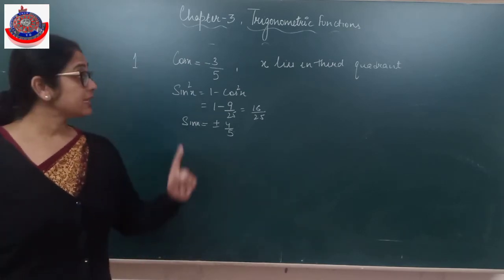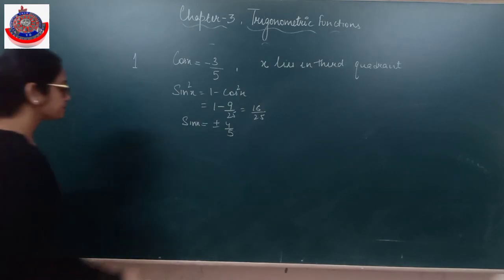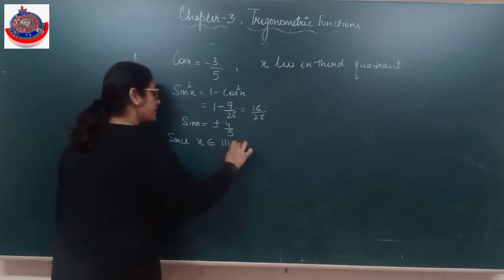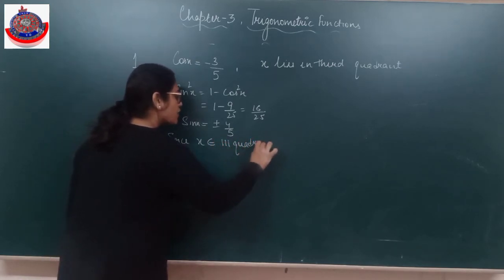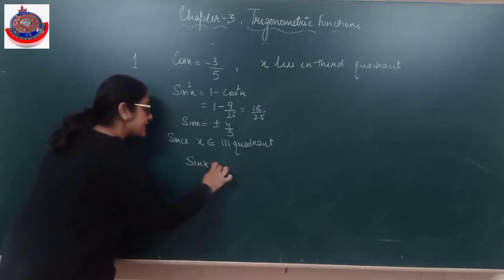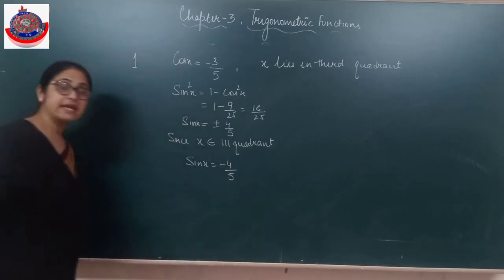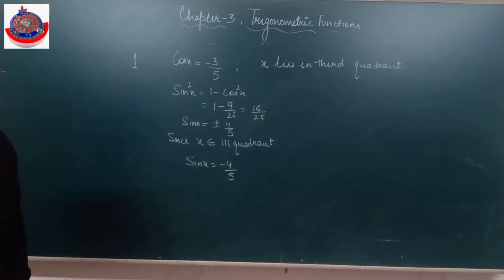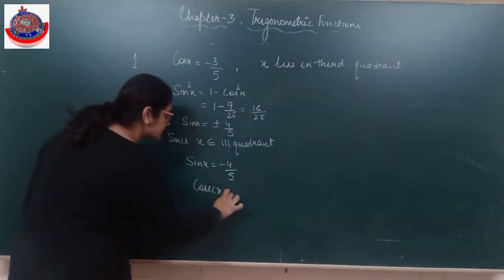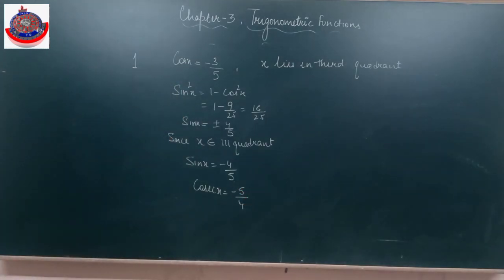But now what do we do? We have to see that x lies in the third quadrant. x belongs to the third quadrant, and in the third quadrant what is sin? Sin is negative. So which answer will I pick? Minus 4 by 5. All right, clear? Which also implies that cosecant, being the reciprocal, is also negative. So minus 5 by 4. Alright.